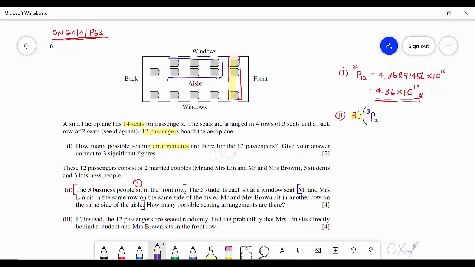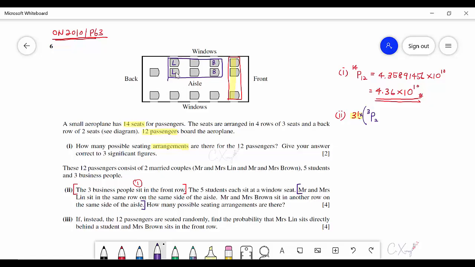All right, so after you arrange the couple into the seat already, let's say Mr. and Mrs. Lin will be sitting here. Maybe Mr. and Mrs. Brown are arranged to be here. All right, okay, so for Mr.